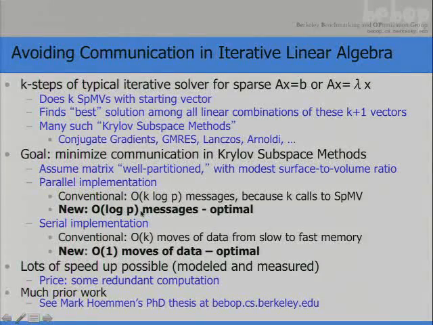And the goal is going to be the same. I want all the benefits that I just showed you for this kernel to accrue to the higher level algorithm. So in the parallel case, I want the number of messages to become independent of how many steps I take, to go from k log p to log p. And in the sequential case, same thing. I want the amount of data moved between slow and fast memory also to go down from k times, to take k steps, down to 1 time.